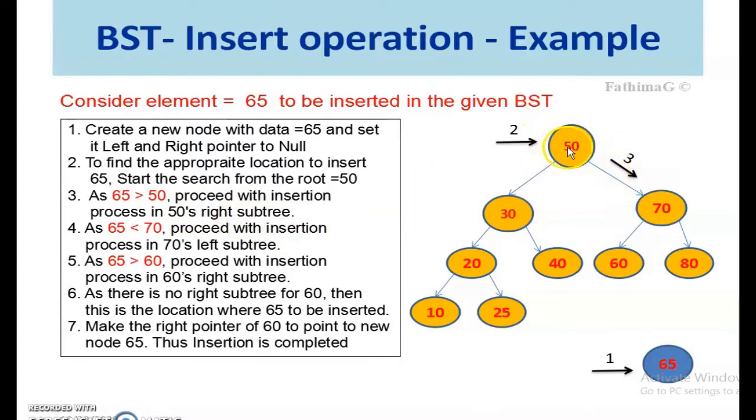Now, as 65 is less than 70, proceed to 70's left subtree. As 65 is greater than 60, proceed to 60's right subtree. But as there is no subtree, then this is the location where 65 is to be inserted. Then attach 65 as the right child of the leaf node by making the right pointer of 60 to point to the new node 65. Thus, the insertion is completed.